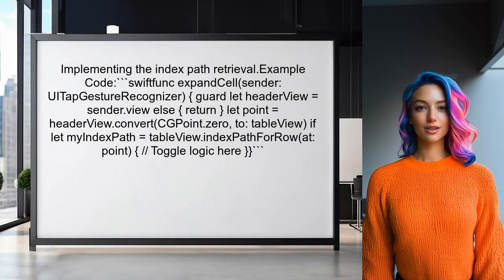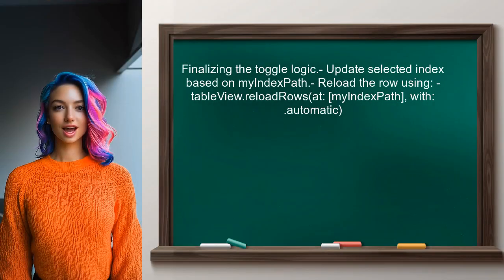Here's how the user can implement this. Inside the expand cell function, the user should retrieve the header view's index path using the table view's indexPathForRowAt method, passing in the header view's center. Finally, the user should ensure that the toggle logic correctly updates the selected index and reloads the appropriate row. This way, the expand and collapse functionality will work as intended when tapping on the header.